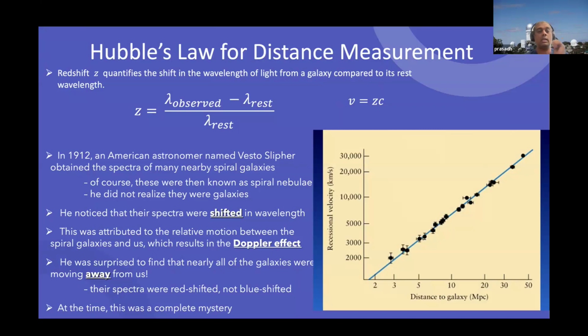And this is exactly what the astronomer Vesto Slipher did around 1912. He took spectra of these galaxies and observed that the wavelengths are shifted towards the red side, and that is understandable because these galaxies are moving away from us.